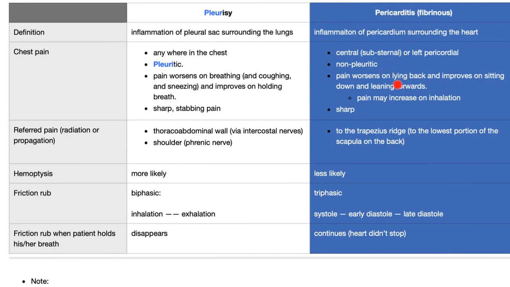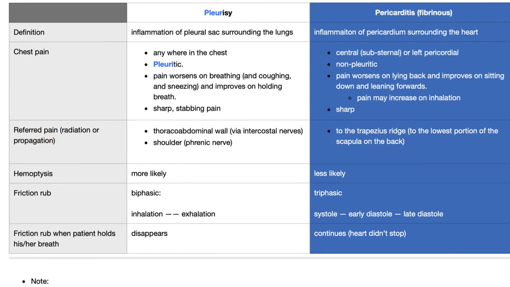Also, in pericarditis, the pain may decrease when you press on your chest. The pain here is sharp, stabbing, and the pain here is also sharp. This is different from myocardial infarction, which is dull, achy, squeezing, like an elephant sitting on my chest.